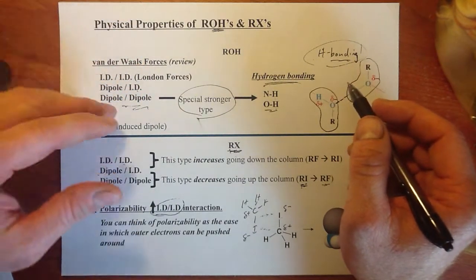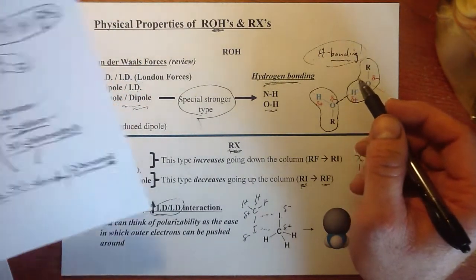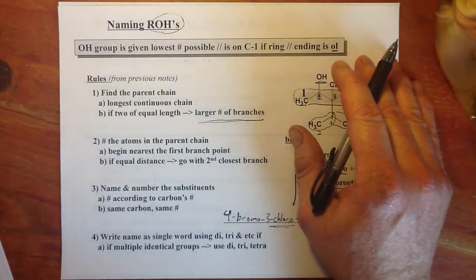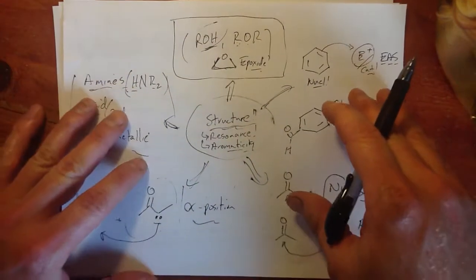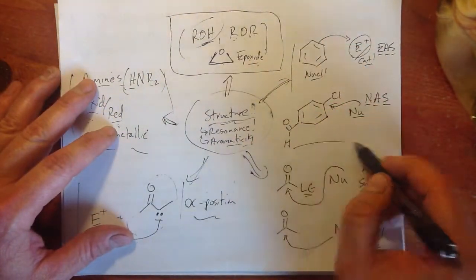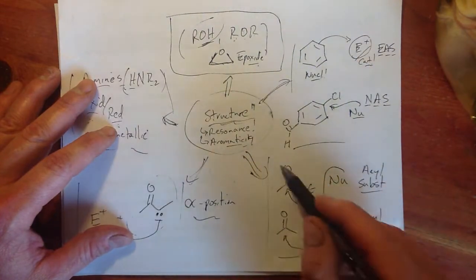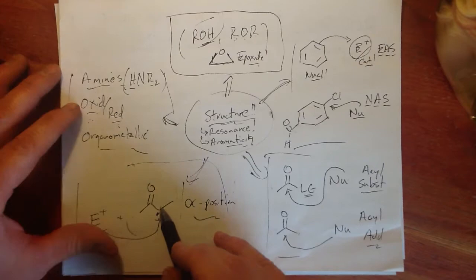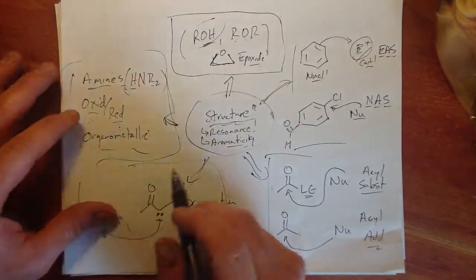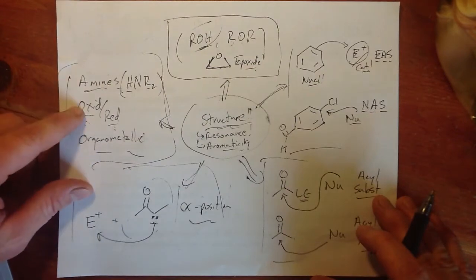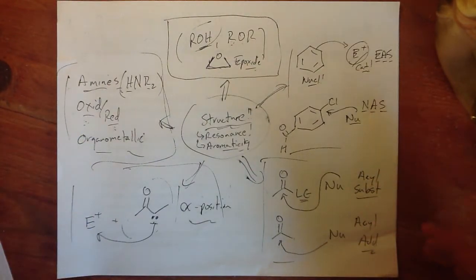Well, that's it. We've looked at the naming of alcohols, we've looked at a little bit of their properties, and we've also given a view of where we're going. We're starting in this first block on alcohols, going to move to benzene, move to carbonyls, and then move to the alpha position of a carbonyl to do chemistry. And then we'll close it out with a very brief discussion of amines, oxidation reduction reactions, and organometallics.